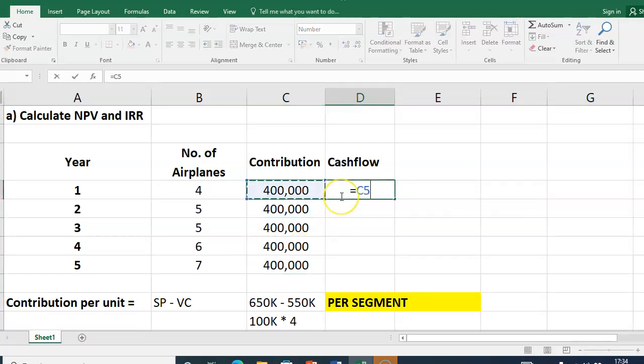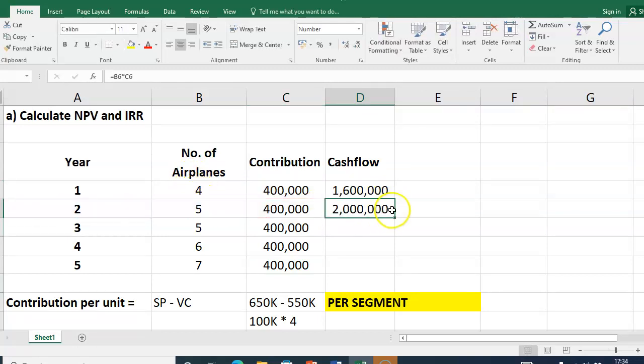And to calculate the cash flow in respect of that segment, the component of the airplane, we simply take the number of units and we multiply it by the contribution. Okay, and we're just going to drag that down. Okay, so that is the first working in respect to this airplane.